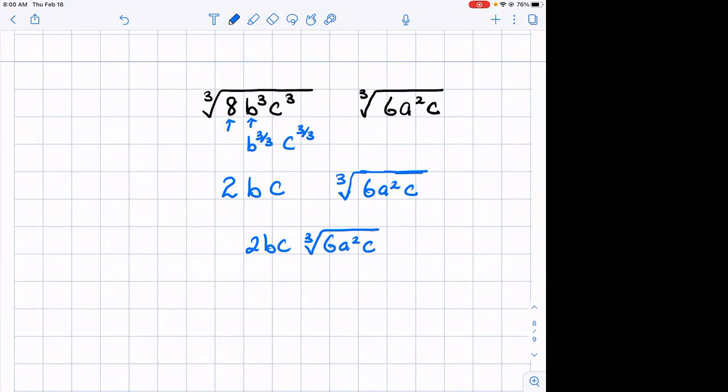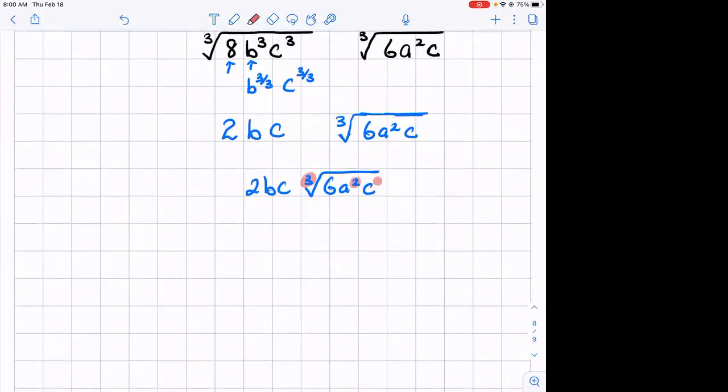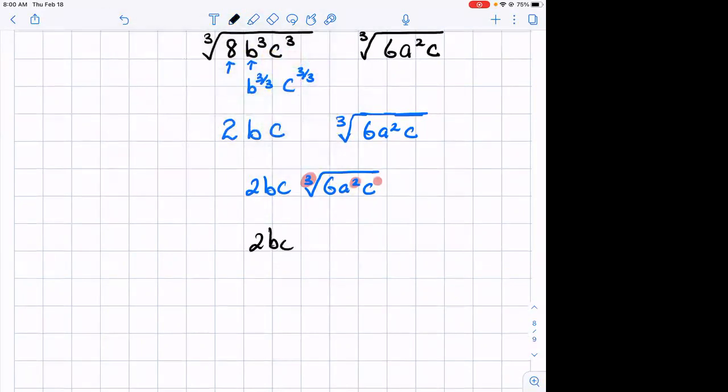So just as a hint, always look at your final answer. Notice that if any of the power under the radical sign is bigger than or the same as the index, then it can be simplified. Anytime the power of the radicand is equal to or bigger than the index of the radical, then you can simplify further. In this case, we cannot, so the final answer is 2bc, the cube root of 6a squared c.